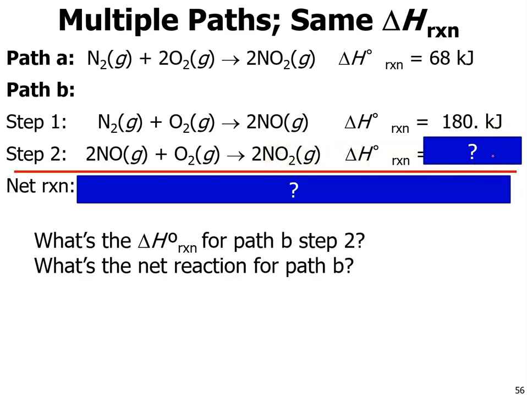So I want you to look at this and think about what I had talked about on the last slide. Decide what this step 2 for pathway B, what is the energy that's going to be involved here for the enthalpy reaction, and then what is the overall net reaction for pathway B. So make sure that you understand that, post that in our Blackboard space.